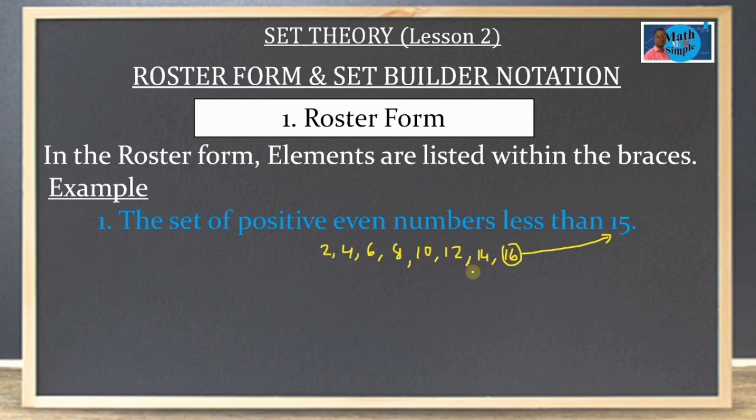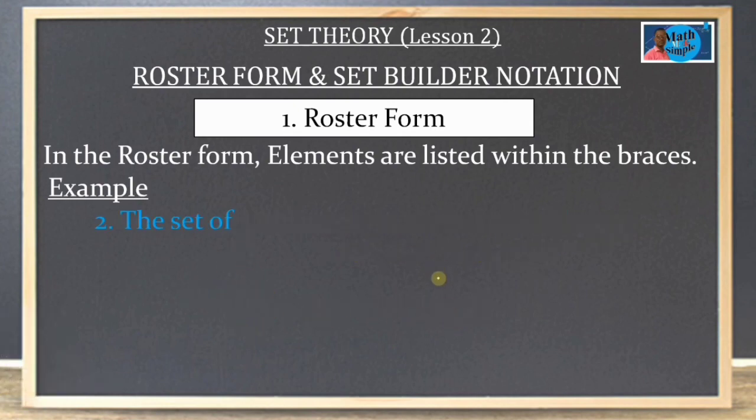So we list these members in the roster form. Our set will simply be set A equals 2, 4, 6, 8, 10, 12, and 14, and we enclose them in a pair of braces. So this is our set for this problem. Okay, so let's look at problem number 2. The set of natural numbers greater than 10.